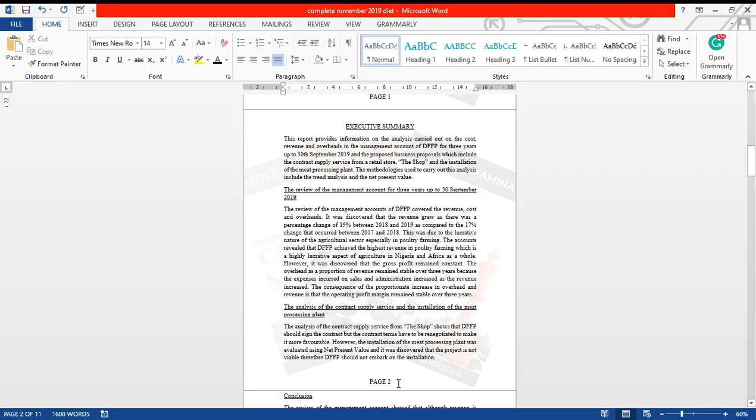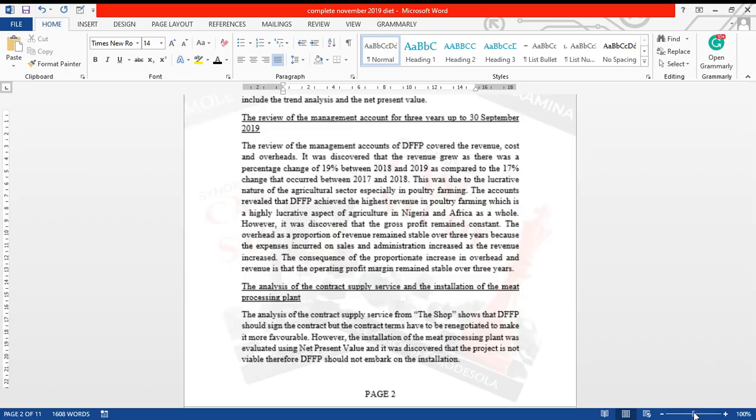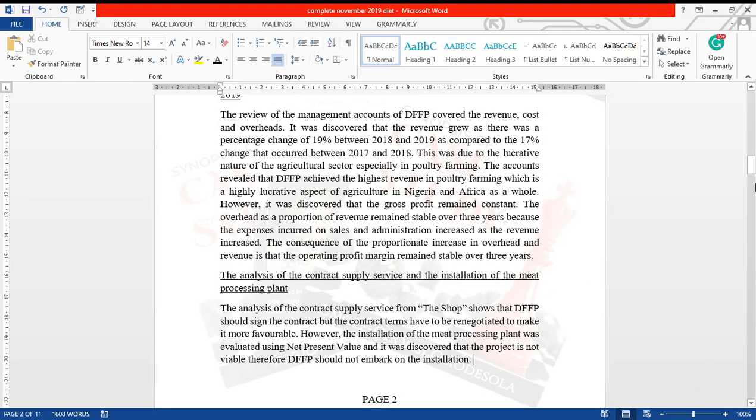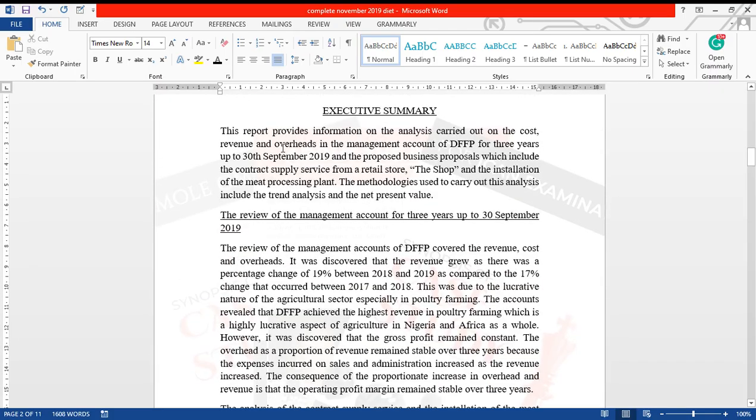But then I just wanted to show you underneath you write what, page two. So let's zoom in so that we can look at this very well. So that's it. All right. So you have this report provides information on the analysis carried out. So we're telling them the scope of what we did.